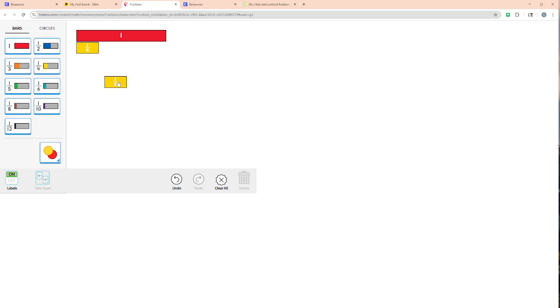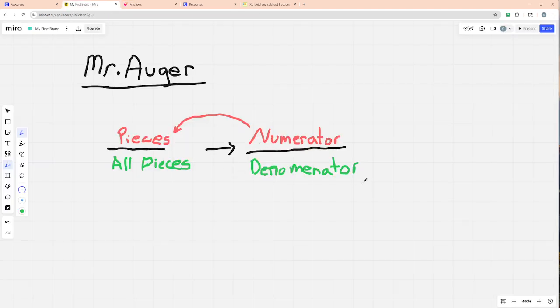If you guessed 4, you would be correct. And how exactly did you know that? What information gave that away? Right, it was the bottom number, which of course, again, is the denominator. The denominator represents all of the pieces it would take to make a whole.